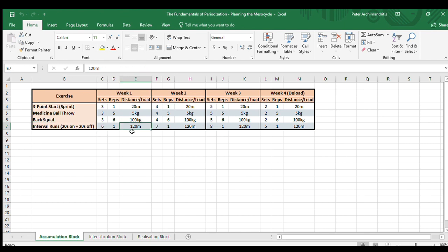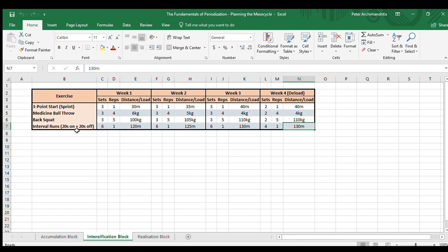So that's going to be 120 meters here in 20 seconds, and then we're going to have 20 seconds rest, and we're going to do that 6 times. So first week we might do 6 runs, we might do then 7 runs in the second week, 8 runs, and then week 4 we have a deload, we're going to do 5 runs.